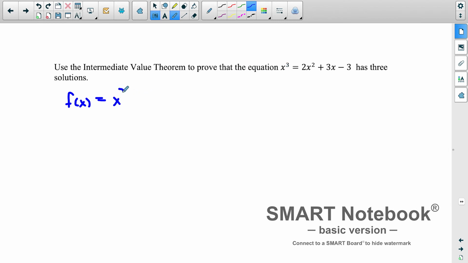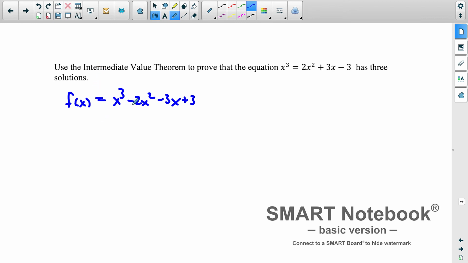So x cubed, 2x squared comes over, becomes negative 2x squared. 3x comes over, becomes negative 3x. And negative 3 comes over, becomes plus 3. So we're looking for 3 solutions, which is kind of like 3 roots, which is kind of like 3 zeros.